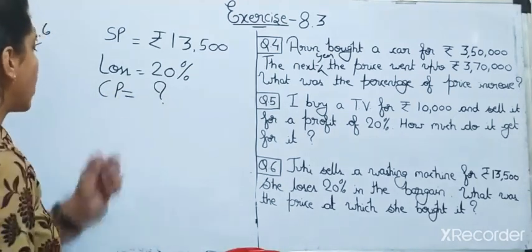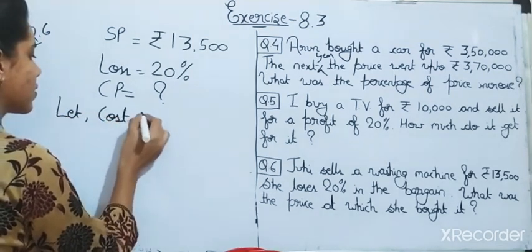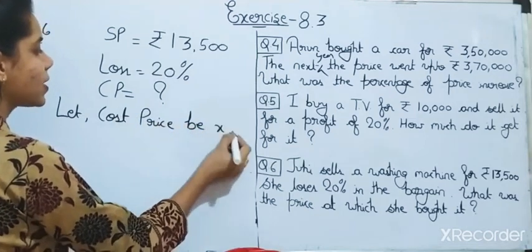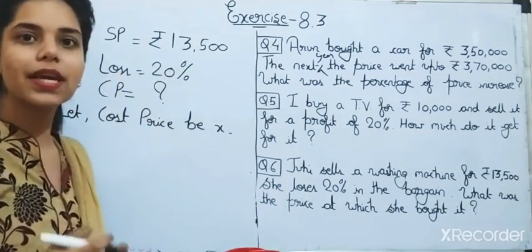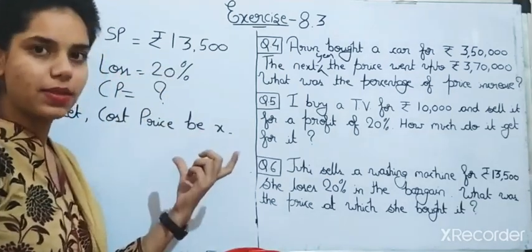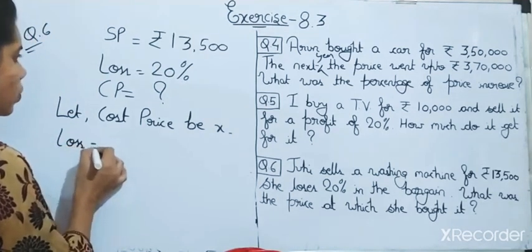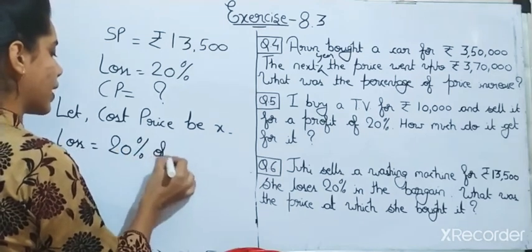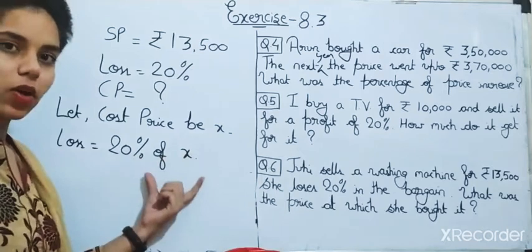Okay. Now let cost price be X. Why are we supposing X? Because loss percent and profit percent can only be applied on the cost price. Okay. So loss will be equal to 20% of X. Loss will be 20% of X.